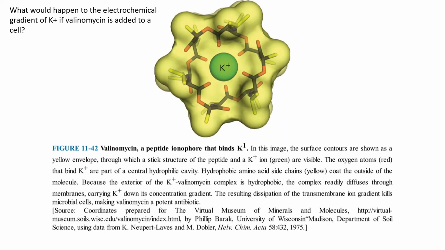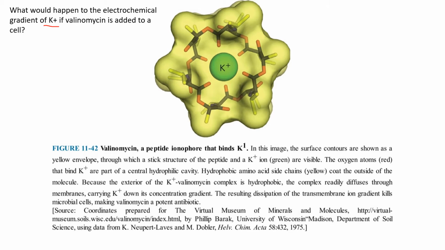So what would happen to the electrochemical gradient of potassium if valinomycin is added to a cell? So again, figure 11-42 will help you answer this question, but I highly recommend that you read a few paragraphs before and after this figure, because the book does a really good job of explaining exactly how to answer the question on your worksheet.